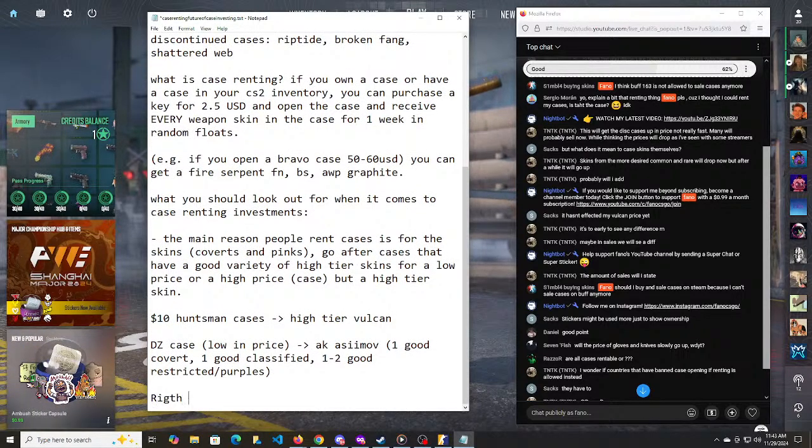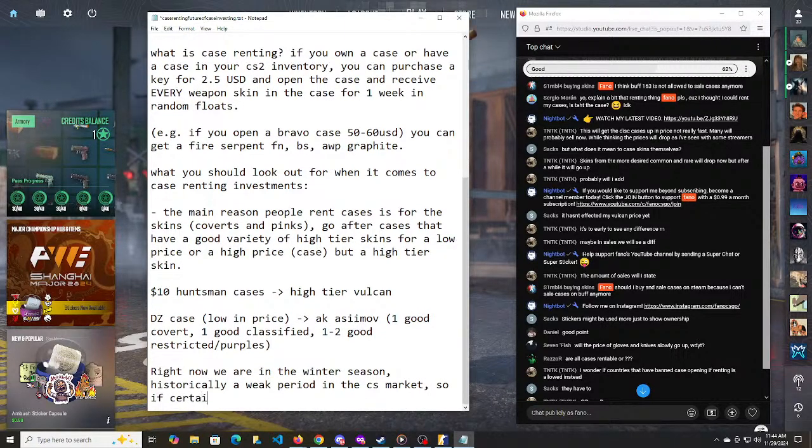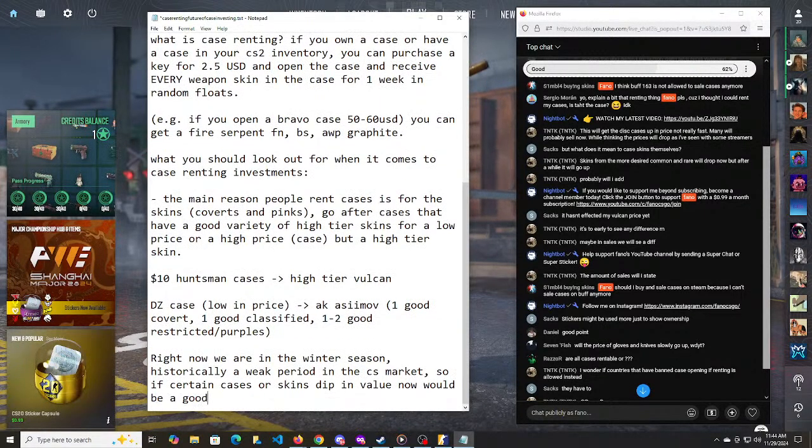Right now, guys, we are in the winter season, which is historically a weak period in the CS market. So if certain cases or skins dip in value, now would be a good time to buy them. And again, this will vary from skin to skin, from case to case. Look at the charts and buy.